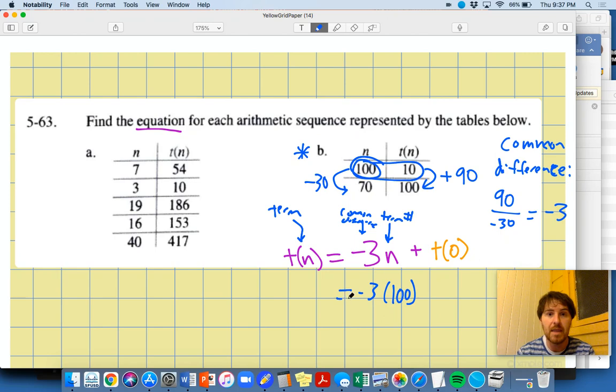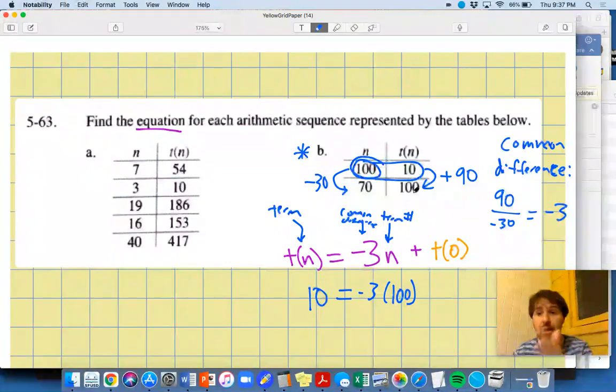And whatever my equation is doing, it needs to return a 10 for me, or else the equation just isn't working right. Now I need to figure out what term zero is. So look at this here. I've got one unknown left, and that's good. When I have one unknown left, I can solve this equation.